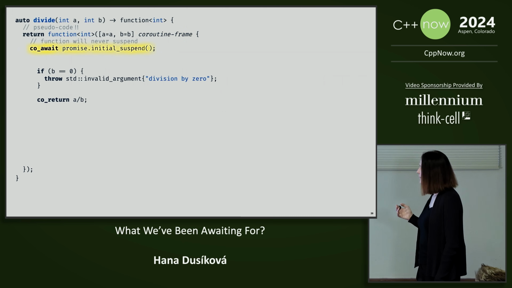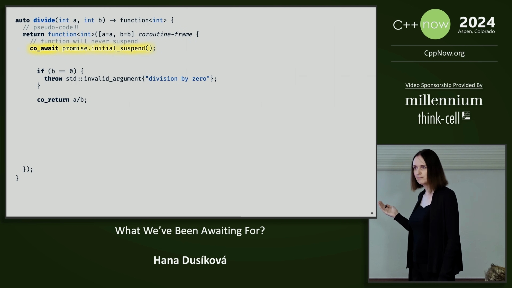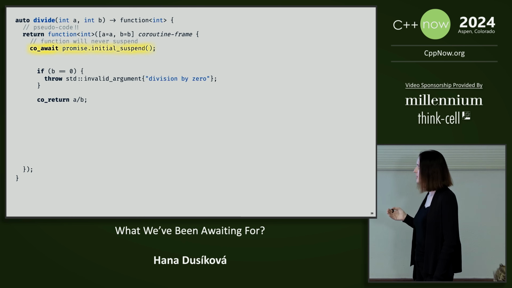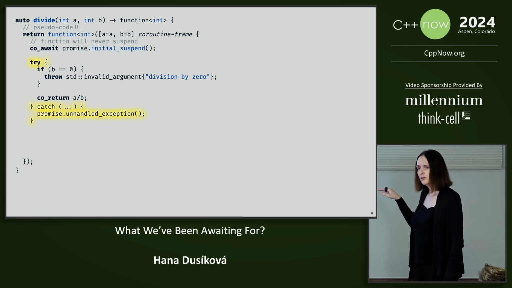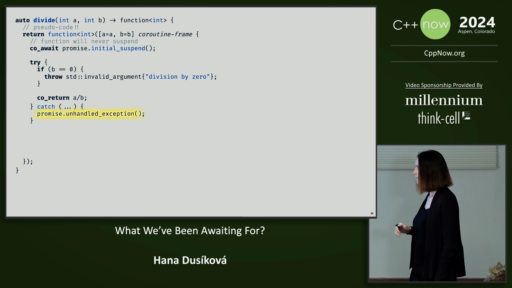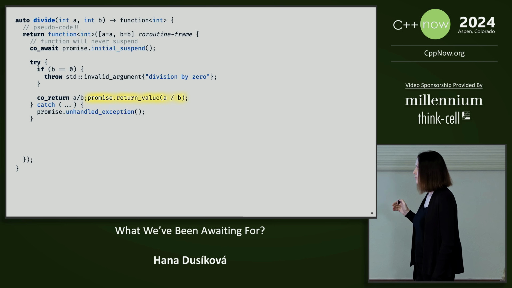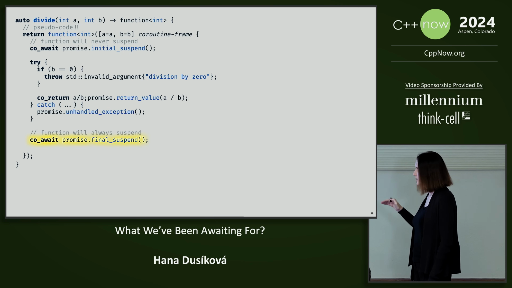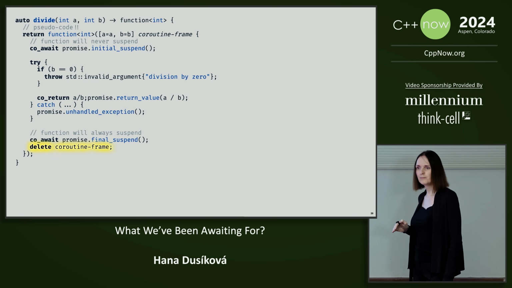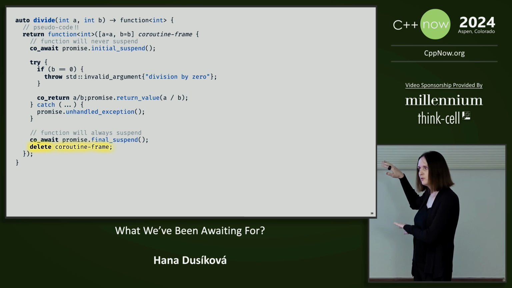So then it will co_await on the initial suspend of your promise type. Then it will wrap your code into try catch (...) and call unhandled_exception if there is an exception. And it will change co_return with a promise return_value. And at the end, it will co_await on final_suspend. And if you go past the final suspend, it will destroy the coroutine frame. This is kind of what is happening with a coroutine, like what the compiler is doing for you.